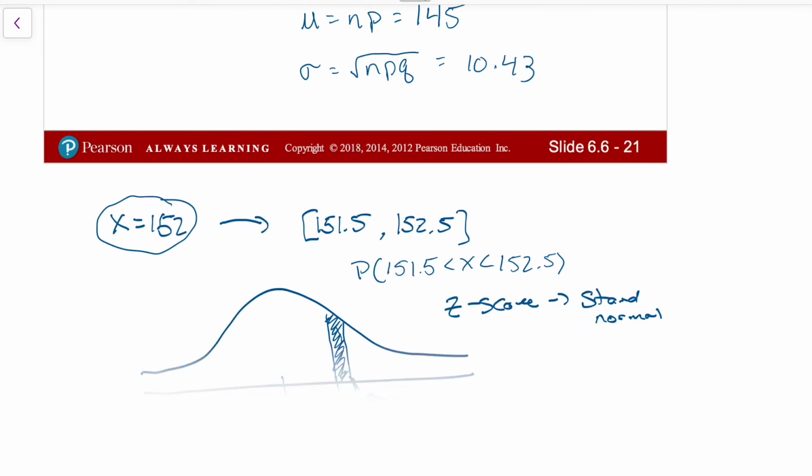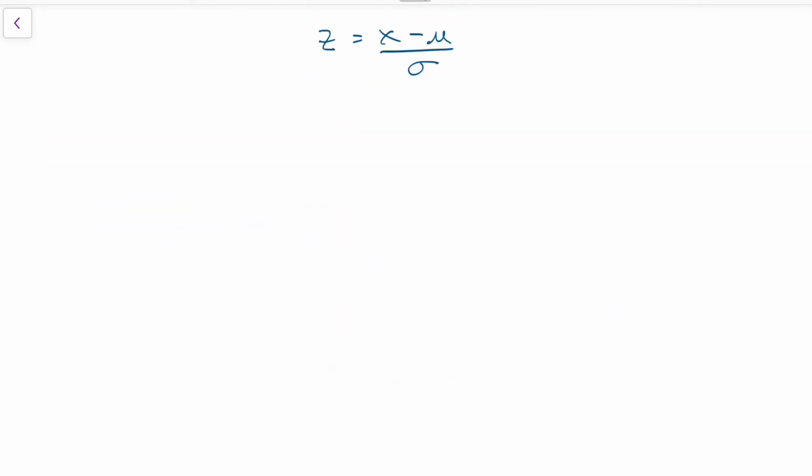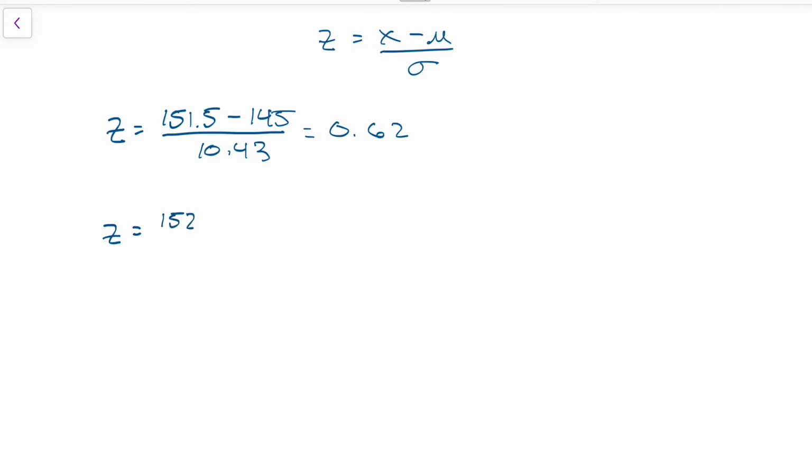So let's do that. When we compute the probability of falling in between, I'm going to need 2 different z-score calculations. For 151.5, if I use the values we've had before, rounding to 2 decimal places, I'm going to get 0.62. And if I compute the z-score for 152.5, we will get, with 2 decimal places, 0.72.